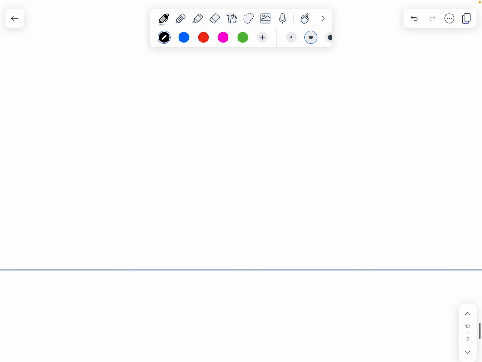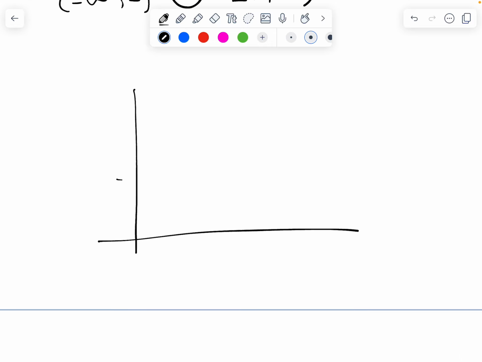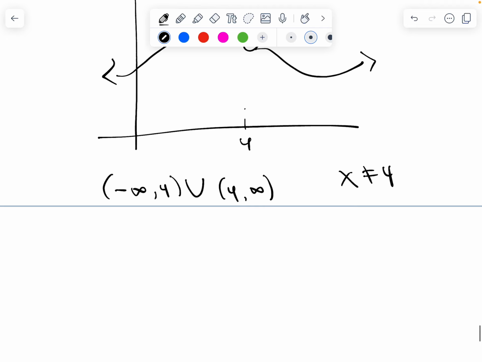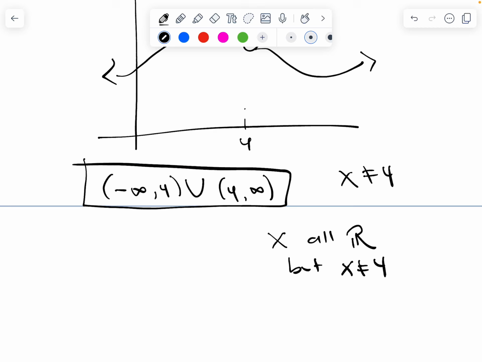And you would write it even if the hole was really small. So let's say you had something like this and a hole and something like this at 4. Then you would say the domain is from negative infinity to 4, union 4 to infinity. Now another way you'll see this sometimes is just this. X is not equal to 4. So you can say, or sometimes it'll be something like X is all real numbers but not 4. This is the way we're going to be writing it in this class.